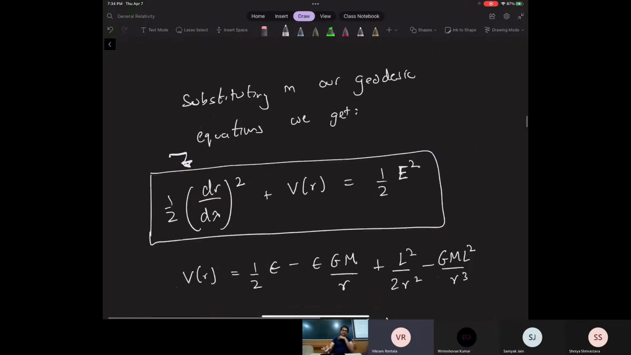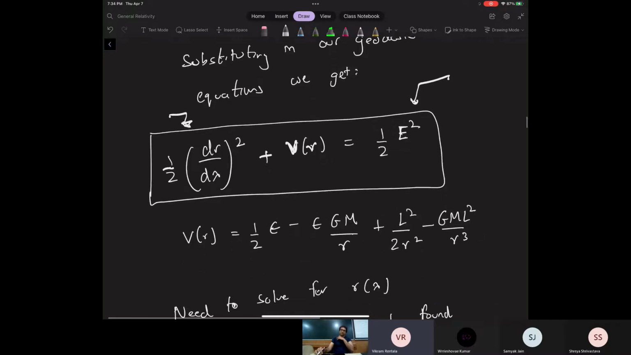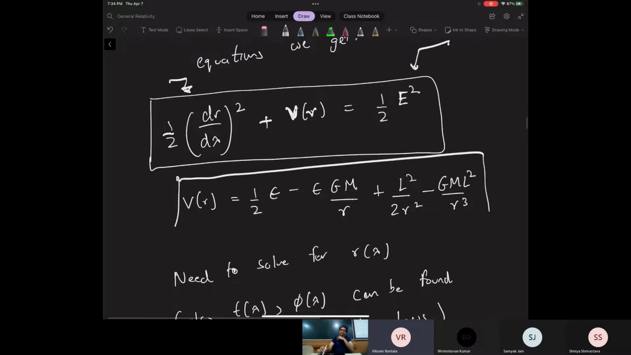This equation is half (dr by d lambda) square plus something which we call V of r, equal to half E square, where E is what we had defined earlier. It's the conserved quantity associated with the time-like Killing vector. This V of r happens to be this. It's quite a bit of messy algebra to derive it, but fairly straightforward. So what you get is half epsilon minus epsilon GM by r. Remember, epsilon is 1 for a massive particle, 0 for a massless particle, plus L square by 2r square minus GM L square by r cube.